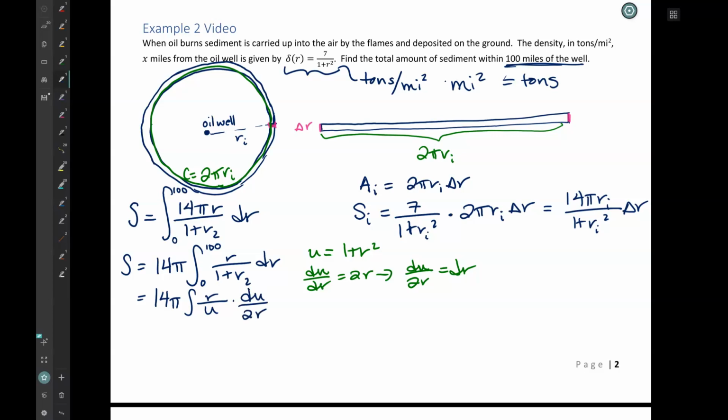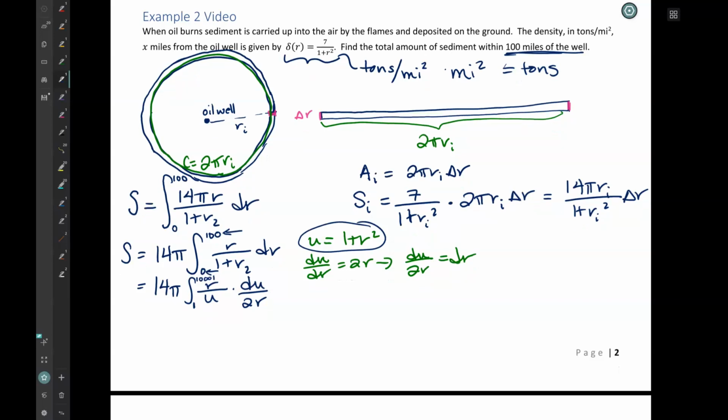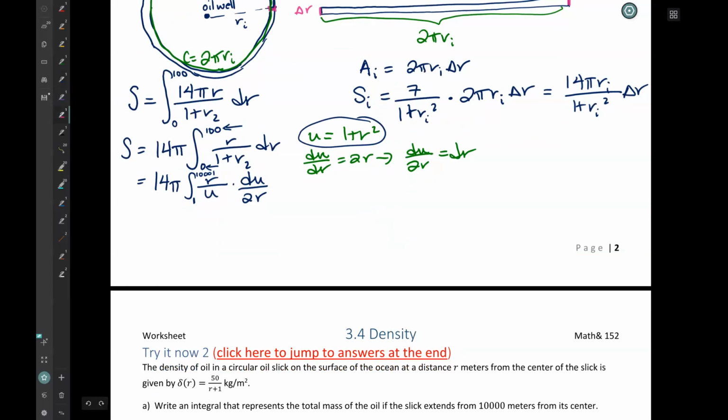That's looking promising. Before I forget, I'm going to change my limits of integration. So when r is 0, that's my bottom limit, u is actually going to be 1. And when r is 100, 100 squared is 10,000. So u is going to be 10,001, 10,000 plus 1. We can cancel an r out, which is excellent. And we can even cancel a 2 out. And I'm going to get 7 pi times the integral from 1 to 10,001 of 1 over u du.